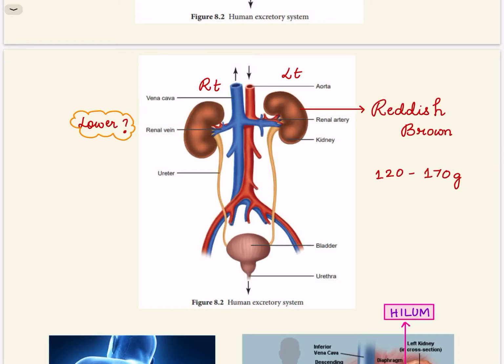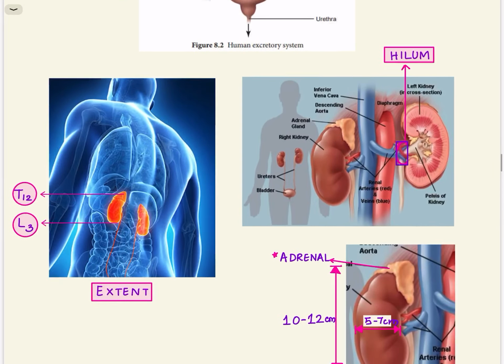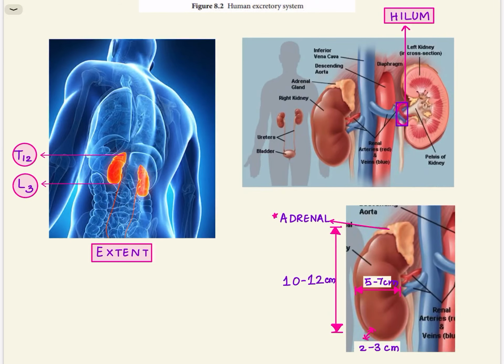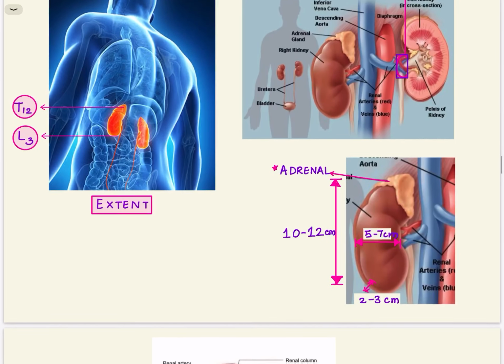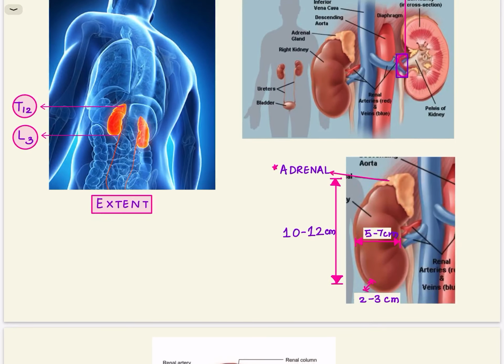Next, these are nothing but bean shaped reddish brown organs which weigh about 120 to 170 grams, which extend from the lower thoracic vertebra, that is T12, to the third lumbar vertebra, that is L3. So it extends from T12 to L3. Next, the dimensions of the kidney are about 10 to 12 centimeters in length, 5 to 7 centimeters in width and 2 to 3 centimeters in thickness.